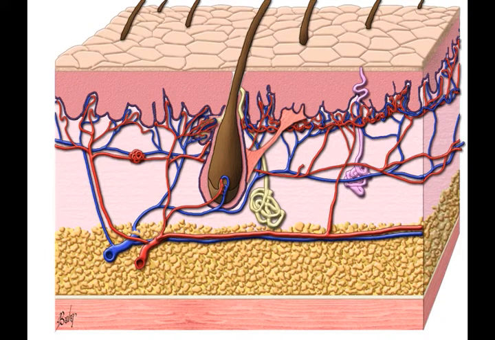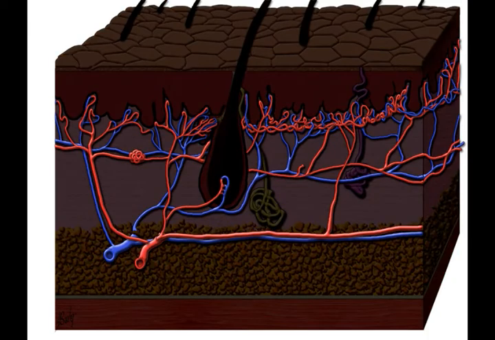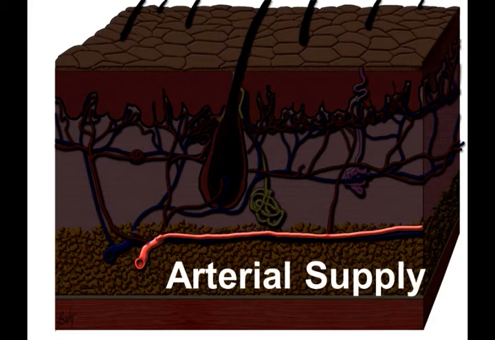Next is a discussion of the circulation. There is a subepidermal plexus parallel to the surface, perforators, and then a deep plexus present at the junction of the dermis and subcutaneous tissue. We'll dissect out each of those portions and look at it individually. The arterial supply comes into the skin and forms part of the deep plexus at the level of the dermal subcutaneous junction.